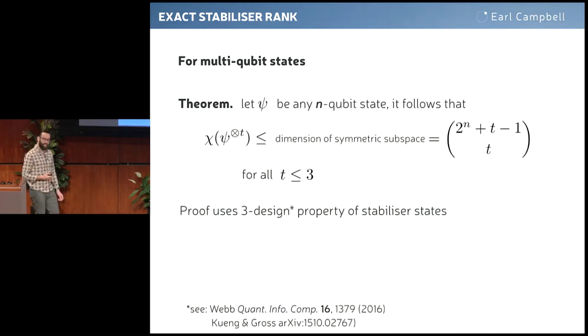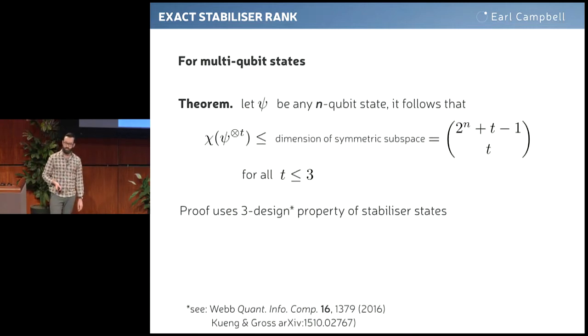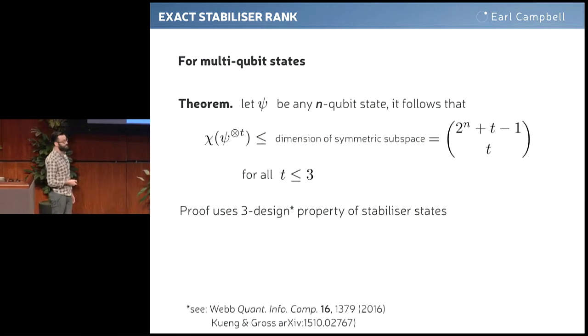So there's also a slightly more sophisticated version of this result, which looks at multi-qubit states. So if you give me an n-qubit state, then it follows that if I take t copies of it, where t is less than or equal to 3, then the stabilizer rank is going to be less than or equal to the dimension of the symmetric subspace.